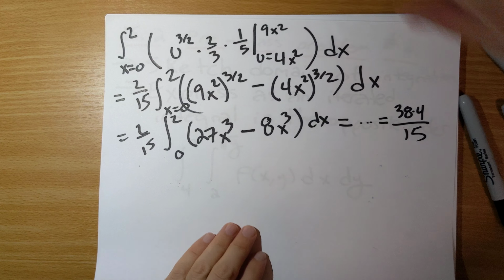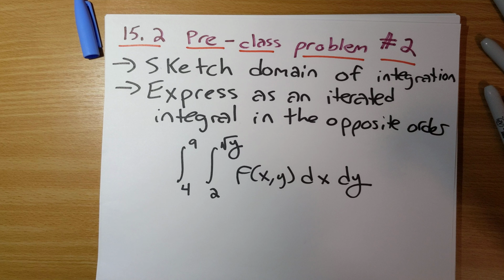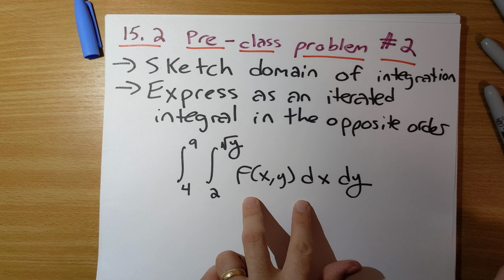Okay, so that is two examples about interchanging the order here. Very important thing to be able to do. And let's finish this off with a pre-class problem. So: scheduled domain integration, express an iterated integral in the opposite order. No, I haven't even told you what the integrand is. You just leave f of x, y as the integrand.